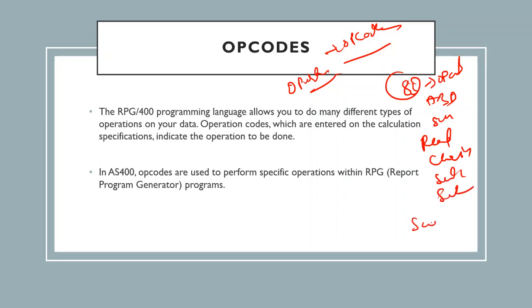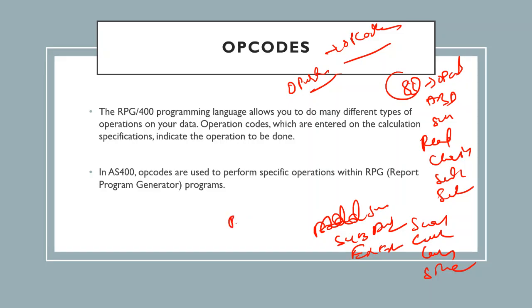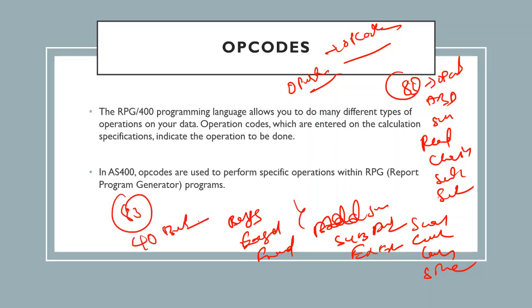When it comes to the string operations, scan, check. Okay, length, size. When it comes to the date operations, add dur. Okay, add dur and sub dur. So extract. When it comes to the subroutine, BEGSR, EXSR, okay, ENDSR. So like this we have 83 operation codes, and around 40 built-in functions.